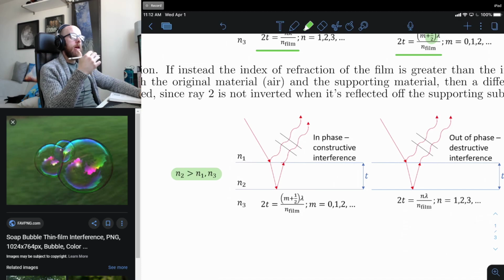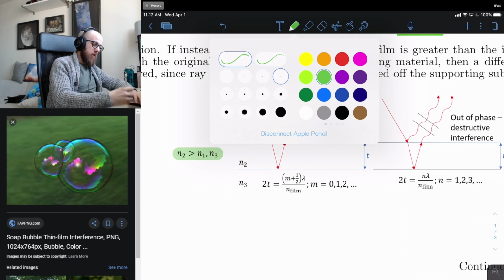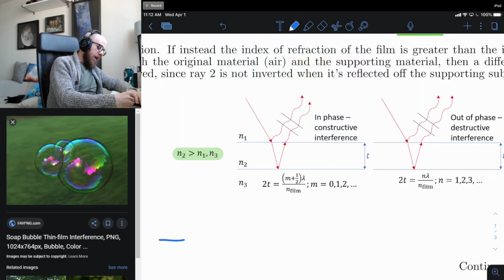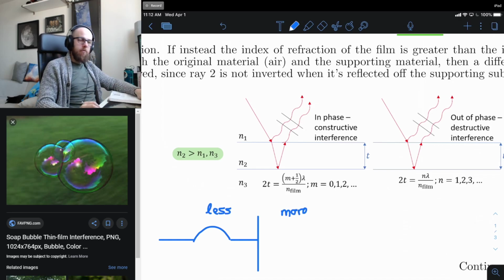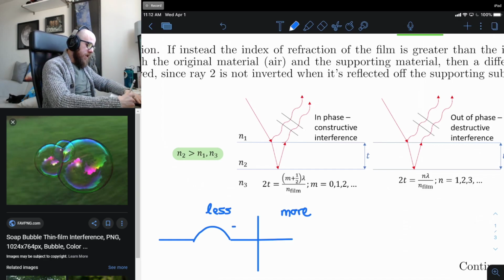Every single time a wave, so let's draw out another picture here just so we can explain what's happening. Let's say we have a wave pulse. The wave pulse is traveling from a less dense to a more dense material. So you might have a wave, let's say, traveling from air to water as an example. So this wave is incoming.